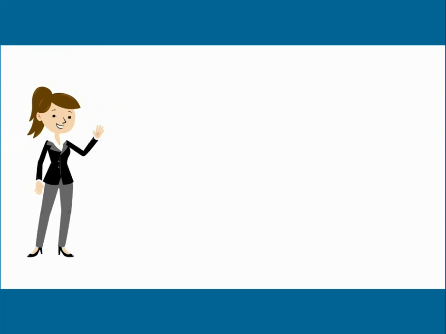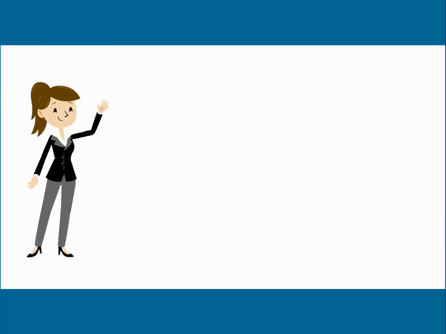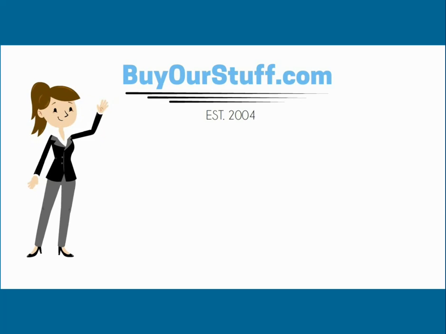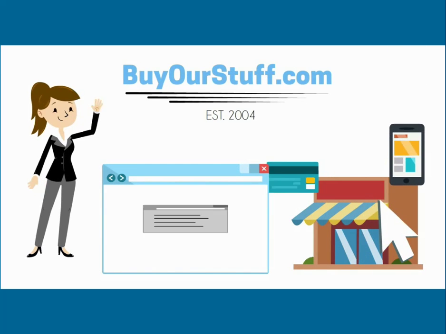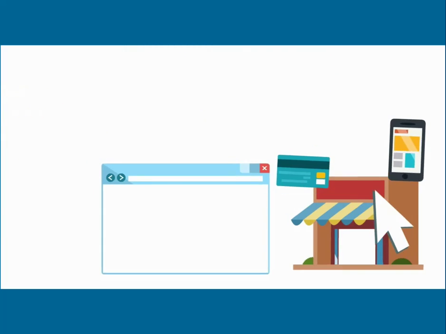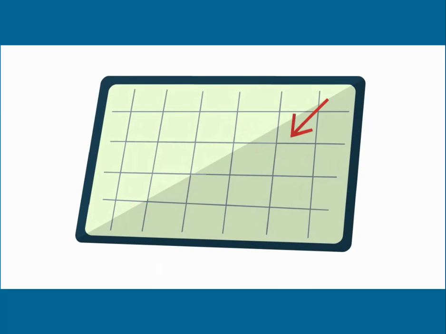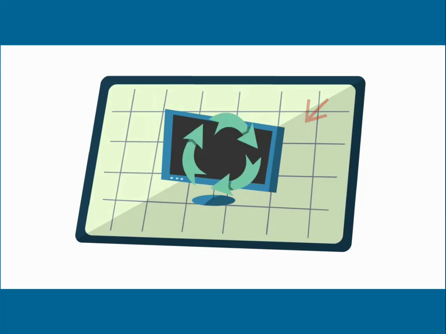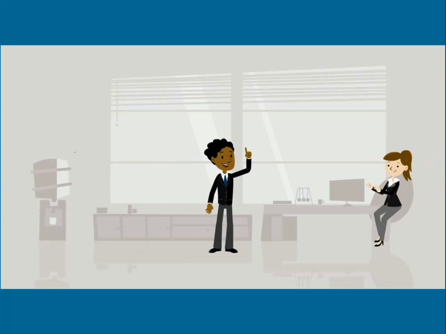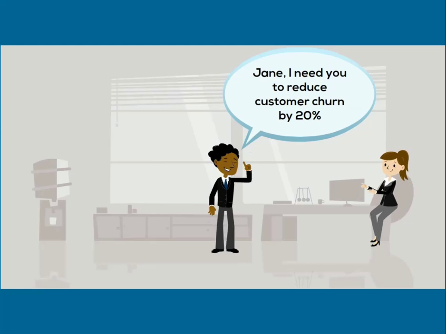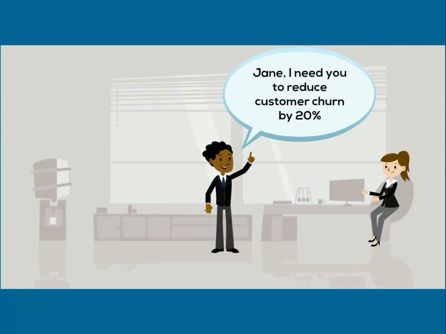Meet Jane. Jane is the marketing manager at buyourstuff.com, an online retailing business. Jane has a problem. The business is experiencing significant customer churn, meaning customers aren't coming back to their website. Jane's boss has given her the task of reducing customer churn by 20%.